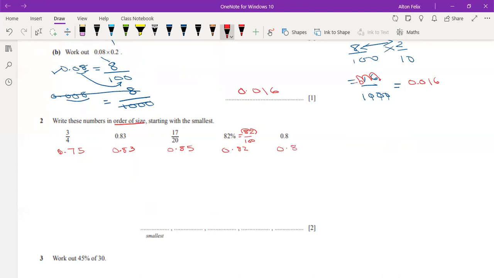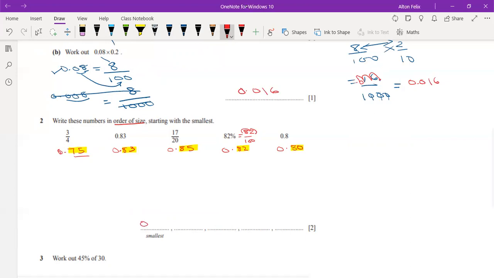And seeing that all the others are written in 2 decimal places, let's look at the numbers after the point. Here you got 0.75, 0.83, 0.85, 0.82, and 0.80. So let's write in ascending order, starting with the smallest. The smallest will be 0.75, so that will go first.